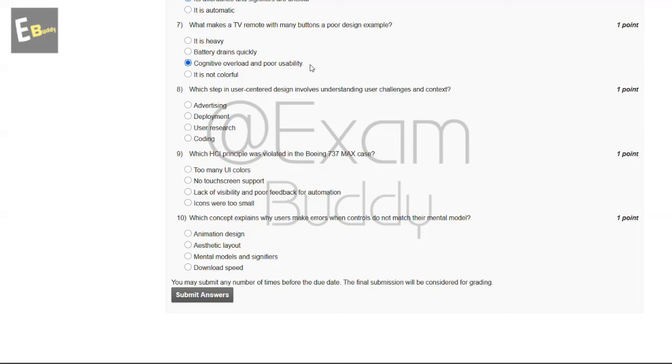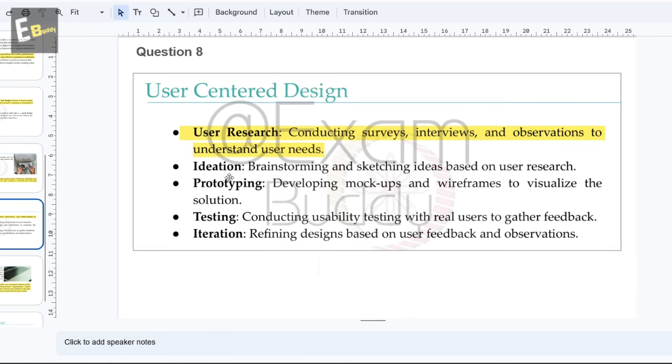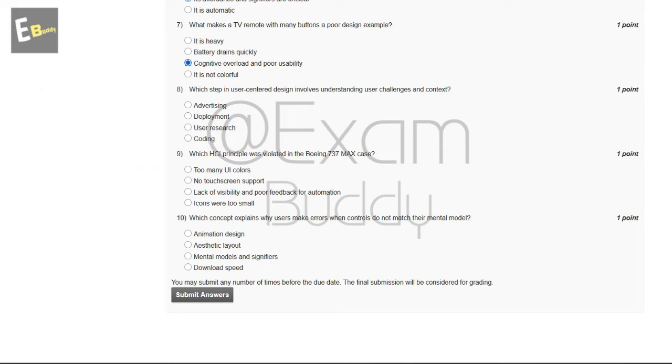And now let's go to our question number 8. Which step in user-centered design involves understanding user challenges and context? So these are the options. And now let's check the explanation. So explanation says user research, conducting surveys, interviews, and observations to understand user needs. So the answer of our eighth question is C, user research.